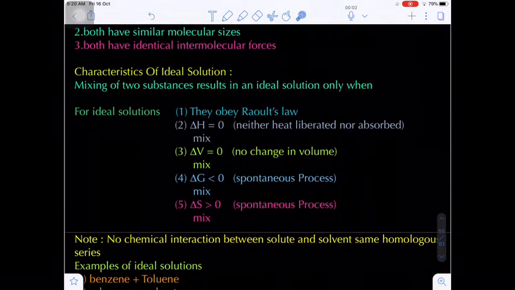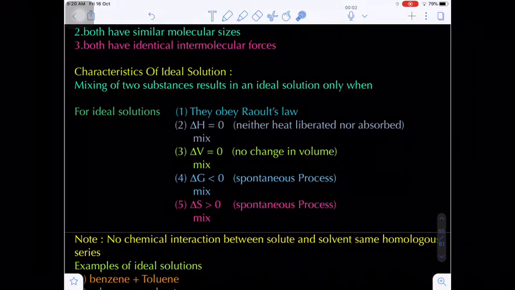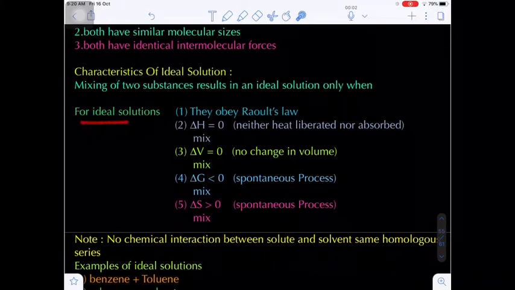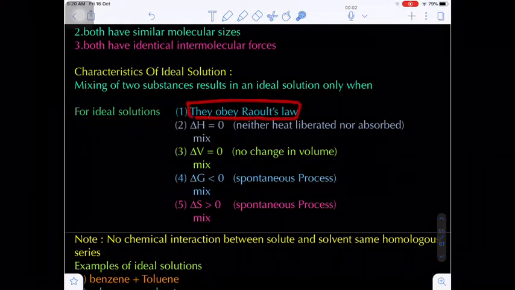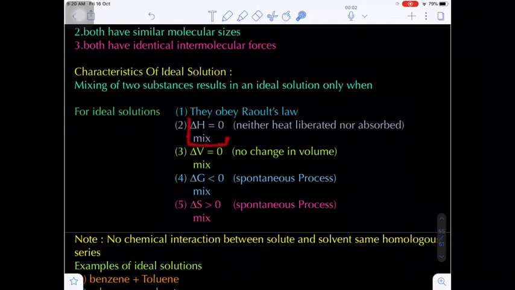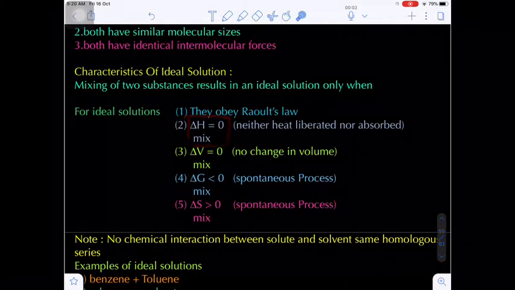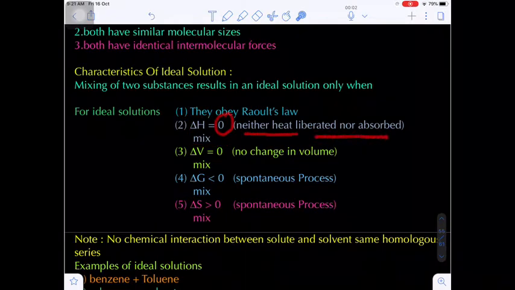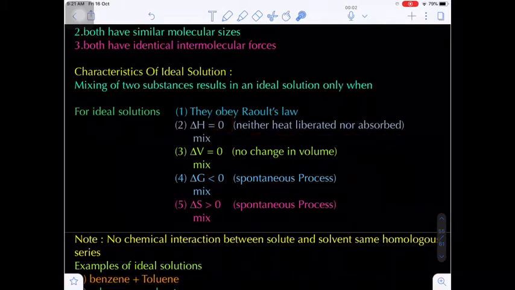Now what are the characteristics of an ideal solution? By mixing two substances to form an ideal solution, the basic criterion is that the solution should obey Raoult's law. The next one is that after intermixing of the two liquids, the change in enthalpy should be 0. That means neither heat liberated nor heat absorbed. Are you getting my point? That means it is neither exothermic nor endothermic.